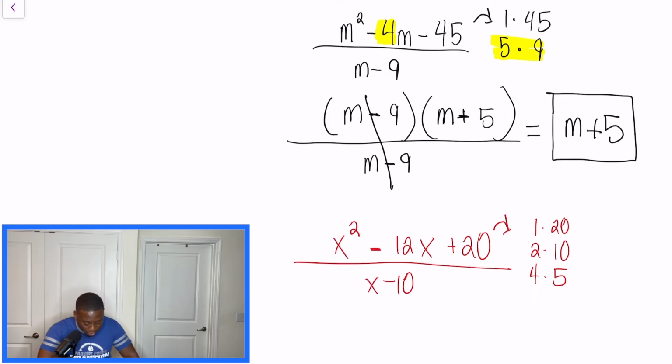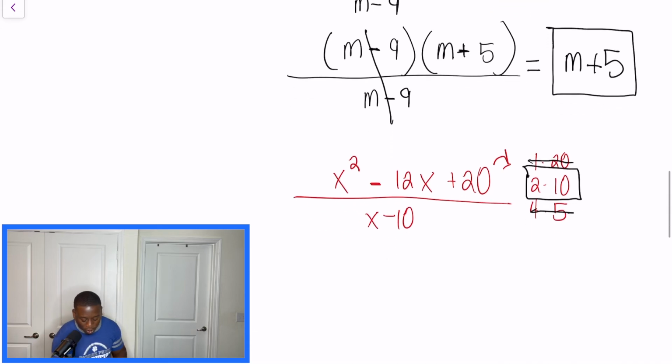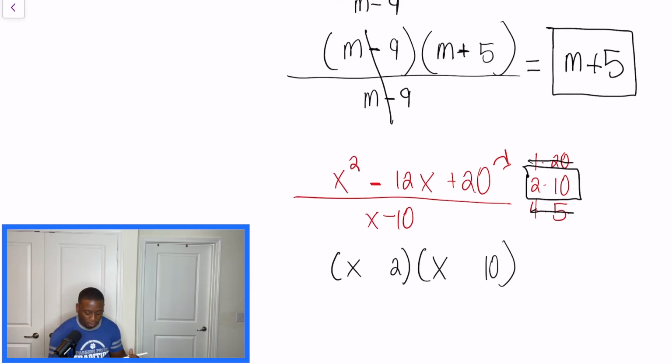When we look at these three factors, 1 and 20, no way in this world can we get 12, manipulating a positive or a negative with those factors. Same thing for 4 and 5. There's no way we're going to get a negative 12 when we add 4 and 5. But with 10 and 2, there's a very big possibility that we can. So we have x and our first factor of 2, and then x and our second factor of 10.